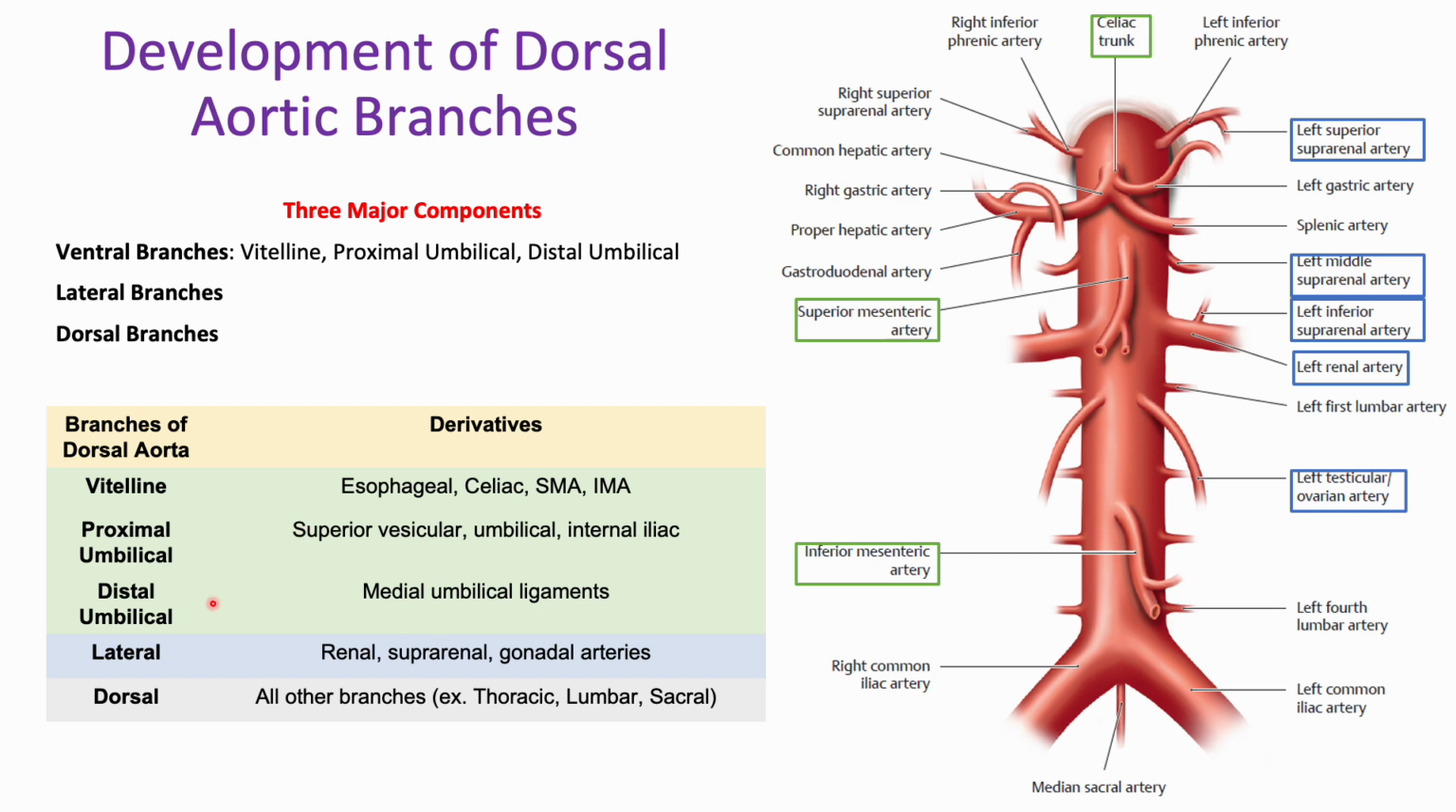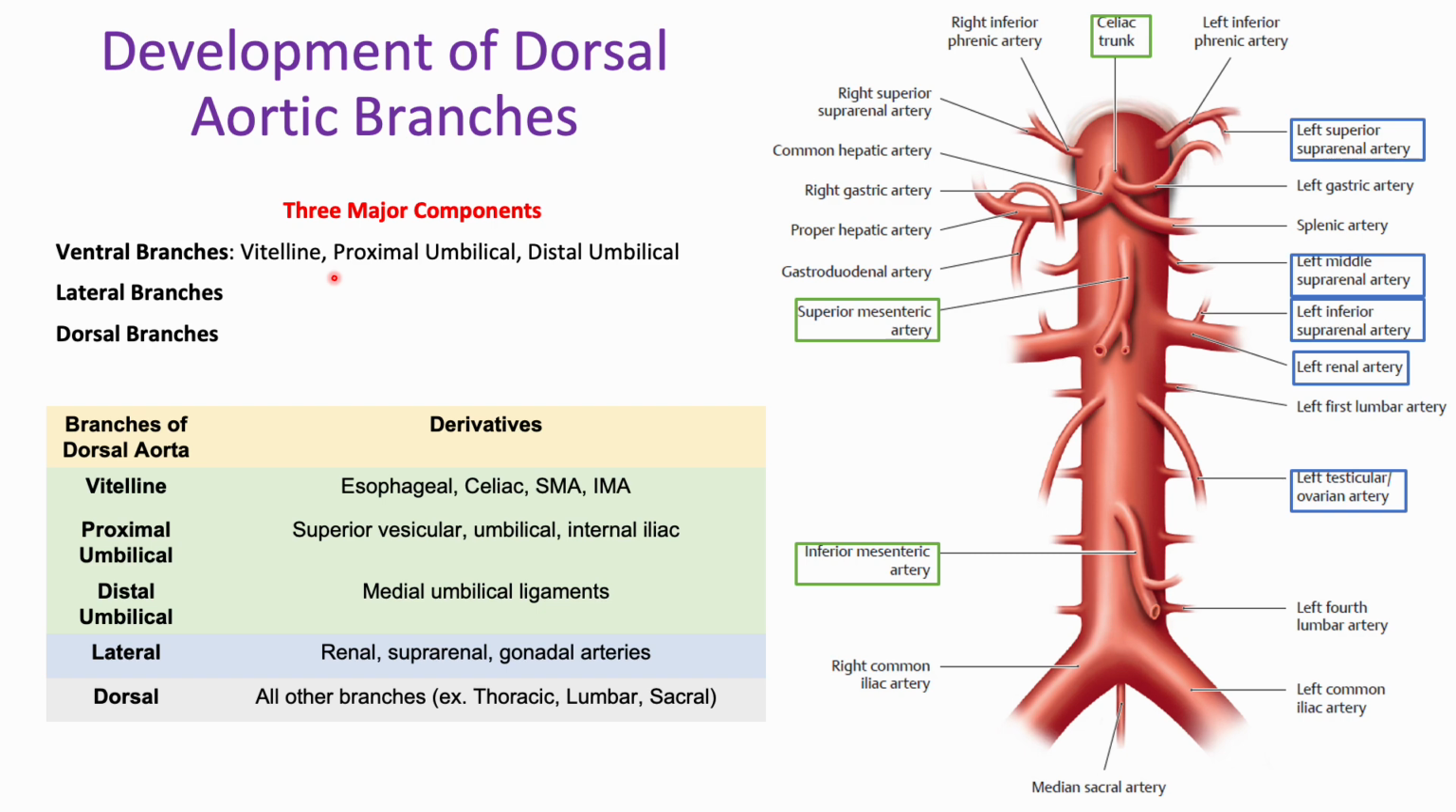Okay, now distally, that umbilical artery is going to degrade in adults because there's no reason for us to be sending blood through our umbilical artery out of our belly button. So it's going to degrade and it's going to become the medial umbilical ligaments. But these are all the ventral branches. So running through this one more time, there are 3 major components we're going to keep track of: ventral, lateral, and dorsal branches. The ventral branches are broken down into vitelline, proximal, and distal components.